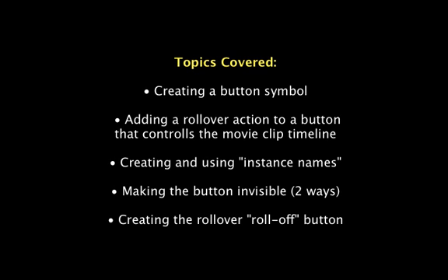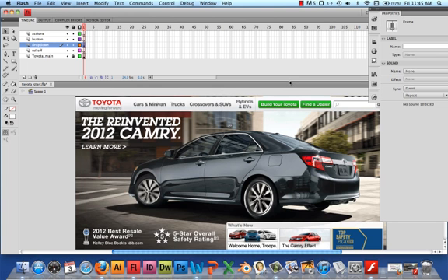Welcome back to part 2 of Toyota drop-down menu, and we're picking up right where we left off. Last time we made a movie clip. That was the drop-down menu that right now when we play the movie it won't do anything, so we have to now control the movie clip and make it appear. And it is a 2-frame movie clip.